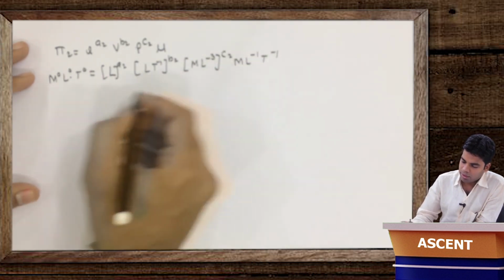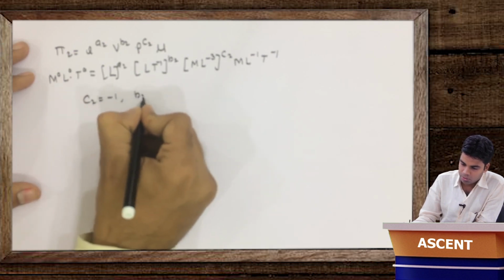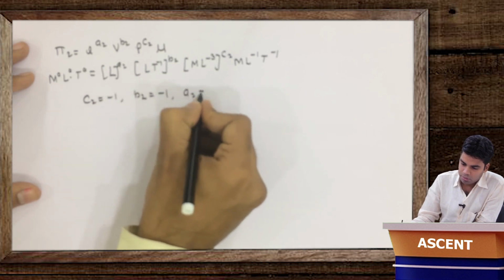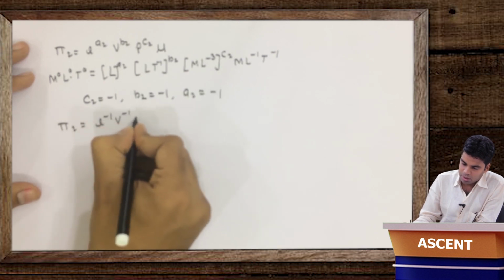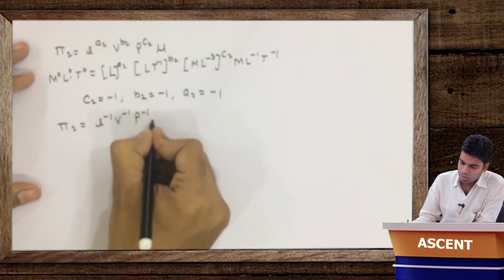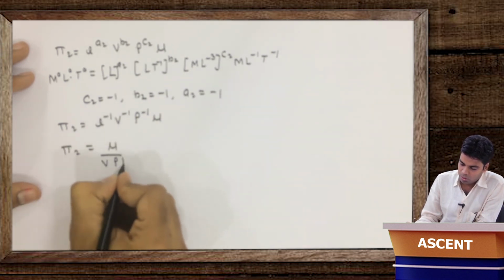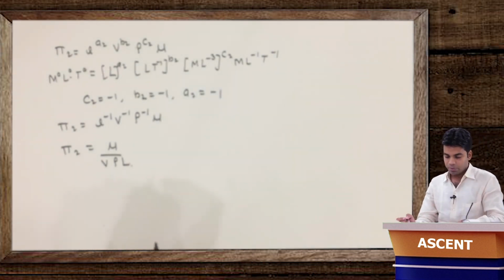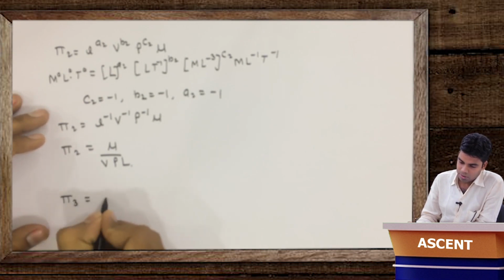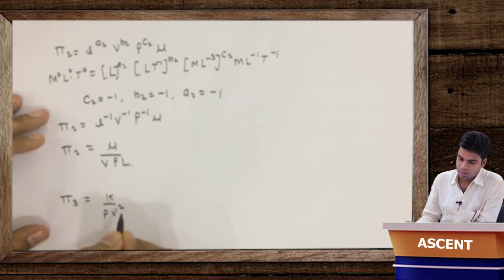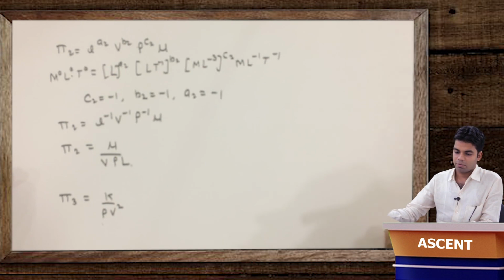Same thing, we can determine the values of a2, b2, c2. So c2 will be equal to -1, b2 will be equal to -1, and a2 will be equal to -1. Therefore pi 2 will be equal to L^-1 v^-1 rho^-1 into mu, or you can say pi 2 will be equal to mu by v rho L. Similarly you can determine pi 3, the third pi term. I will directly write it as k by rho v squared. So these are the 3 pi terms, and from them you can easily determine the functional relationship.